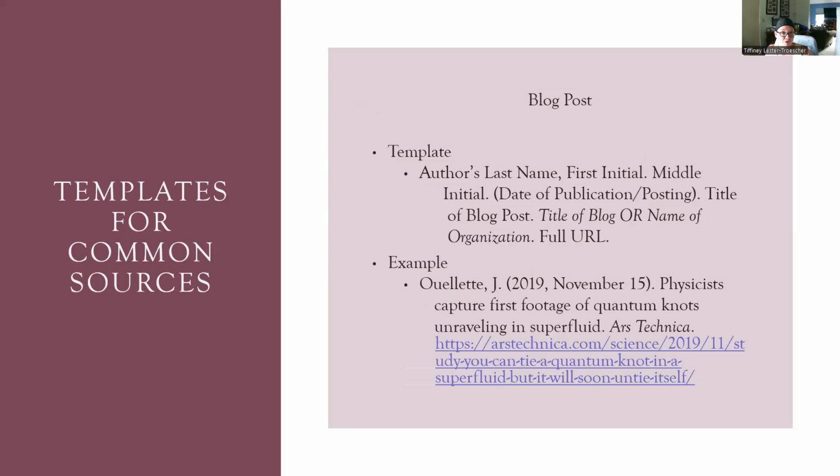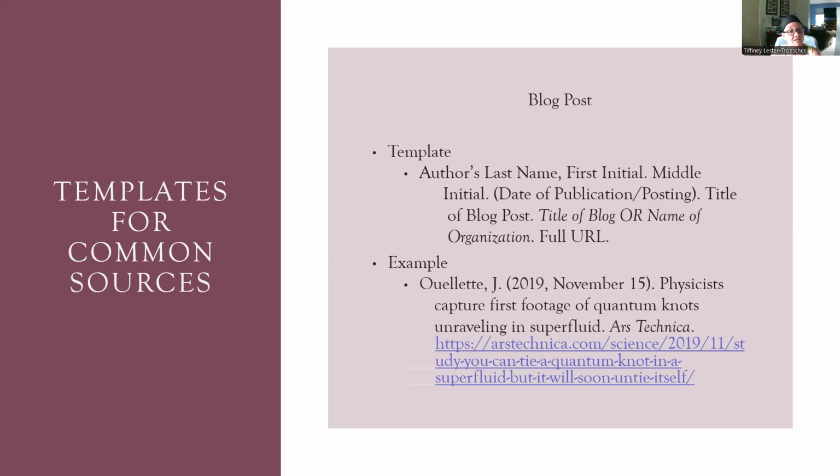Okay, blog post, right? Here's our template. Author's last name, comma, first initial period, middle initial period, in parentheses, date of publication or posting, period, title of the blog post in regular font, period, then in italics, the title of the blog or the name of the organization, because there are a lot of organizations out there who have their website, and one section of their website is a blog.